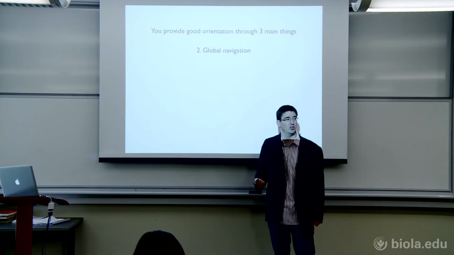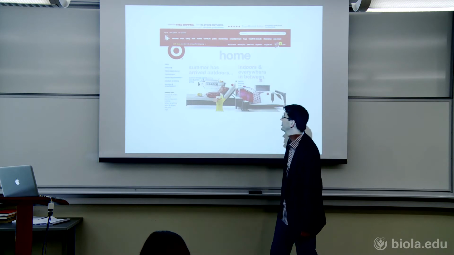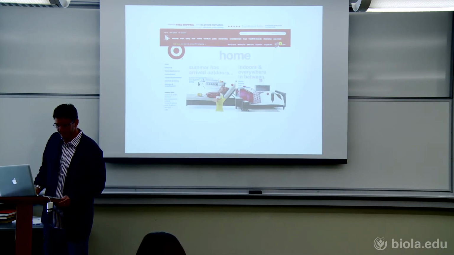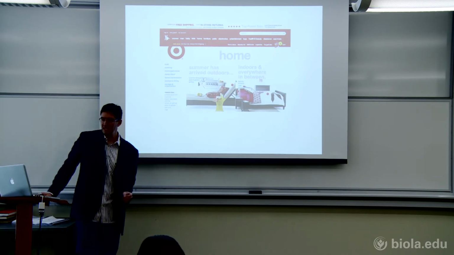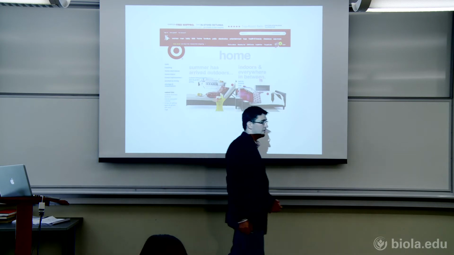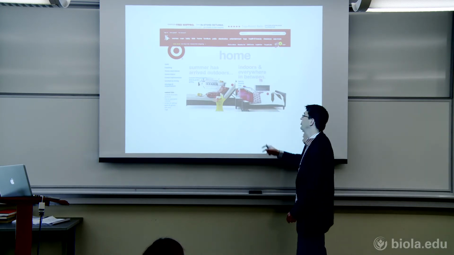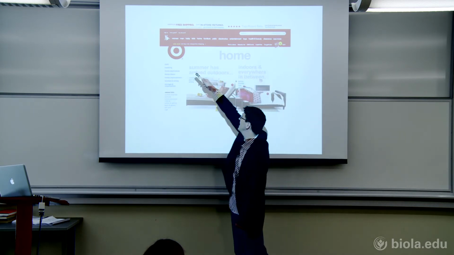Second, you need to provide good global navigation. There are two components to the navigation you need to provide. And the navigation is the biggest thing for orienting people. It is the biggest thing. It provides a map for people. And you do it through two things. So you see across the top up there, that's the global navigation, the main sections of the site.